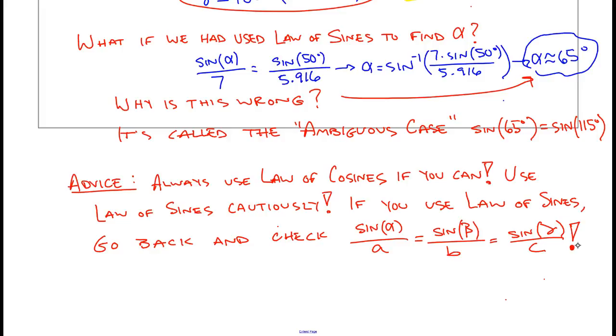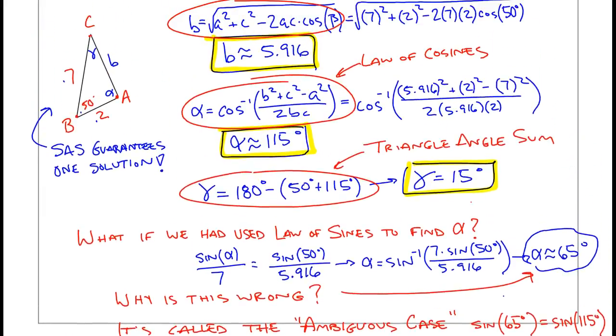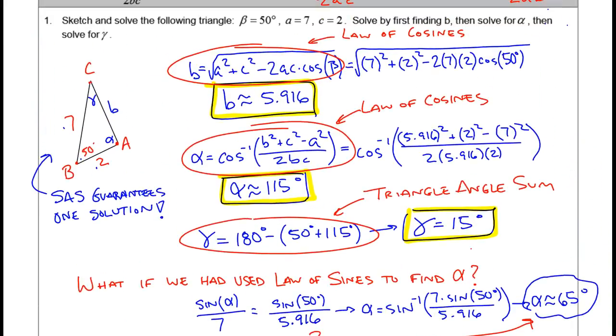If you do use law of sines, go back and check the sine ratios divided by the side opposite. So go back and check to see that sine alpha over A equals sine beta over B equals sine gamma over C. And you can actually just plug those into your calculator, and as a matter of fact, for this triangle, let's go back and see what that sine ratio would have been. I'm going to do the sine of 50 on my calculator divided by 5.916. So hold on a second while I do that on my calculator.